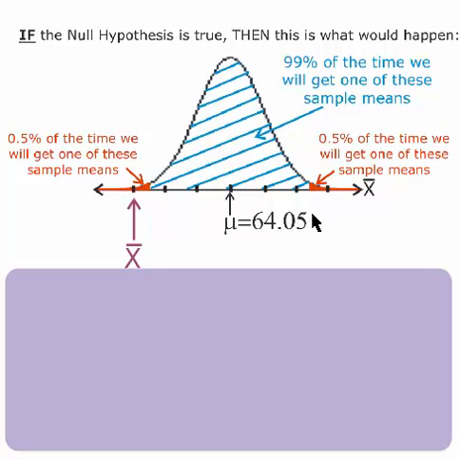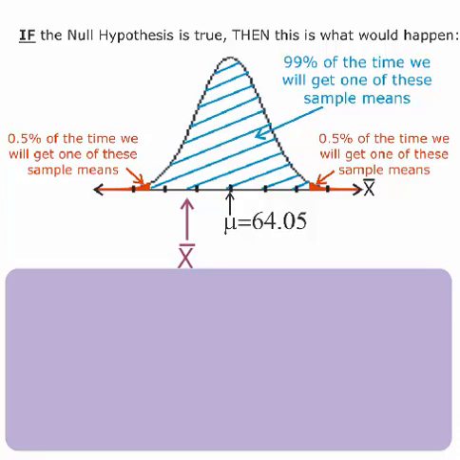This blue shaded area represents 99% of all the possible sample means we could get if the null hypothesis is true. If we get any of these sample means, we have no evidence that anything unusual is happening. So we have no reason to reject the null hypothesis. This doesn't mean the null hypothesis is true, but you don't have evidence to say it's false. This is a subtle but important difference.